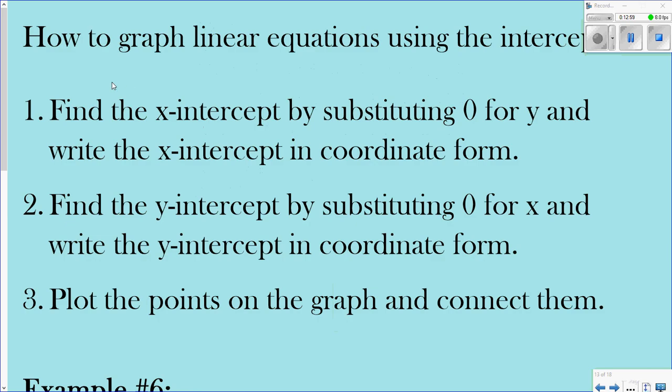So it says how to graph linear equations using the intercepts. First, find the x-intercept by substituting 0 for y, and then write the x-intercept in coordinate form, which would be whatever you find for x, comma 0. Then find the y-intercept by substituting 0 for x, and write the y-intercept in coordinate form. So you have 0 for the x, comma whatever you found for the y-intercept. Then plot the points on the graph and connect them.